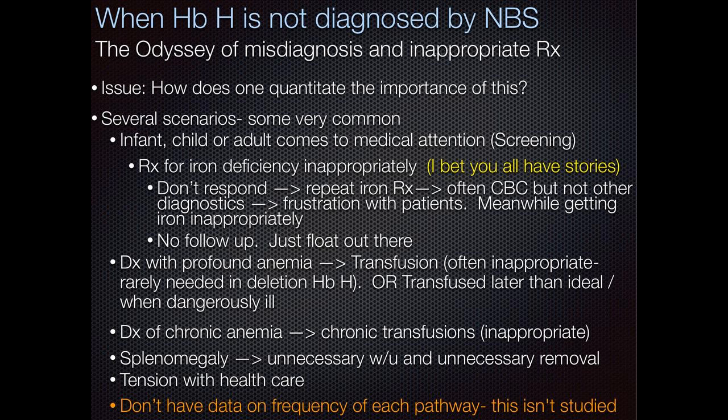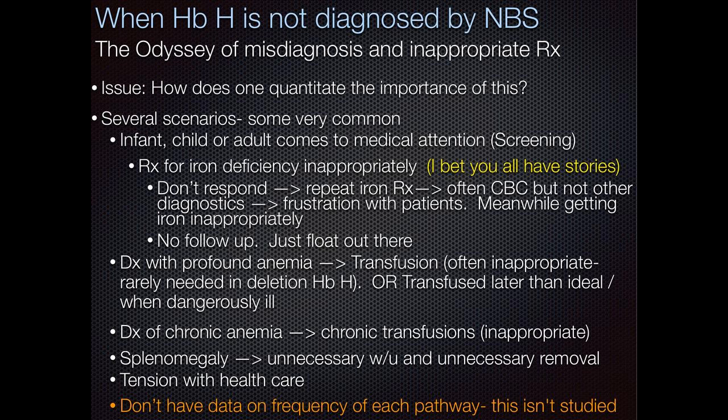Another scenario is someone develops a profound anemia. In this case, they can be transfused, but if it's hemoglobin H, often they have a low baseline anemia all the time and they're fine with it, and so sometimes they're inappropriately transfused. Or sometimes, because families aren't educated as to when to come in, they're showing up with this profound anemia much later than ideal, when kids are dangerously ill.